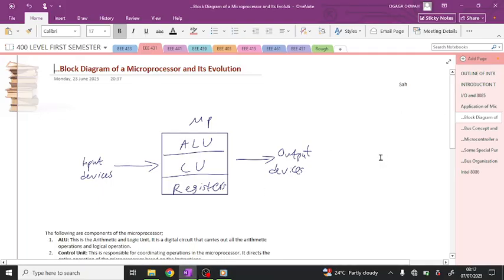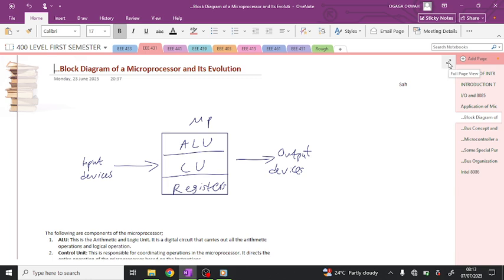So in this video we'll do another part of the past question. In this past question we are working on this. Starts with the aid of a block diagram. Describe in not more than 4 sentences the components of a microprocessor. Okay, so the components of a microprocessor.